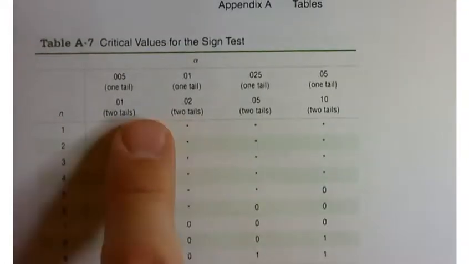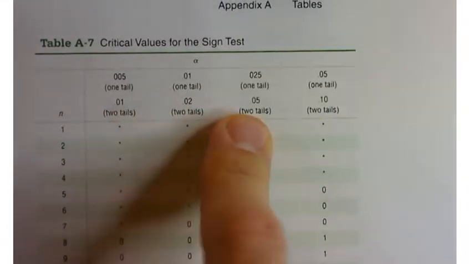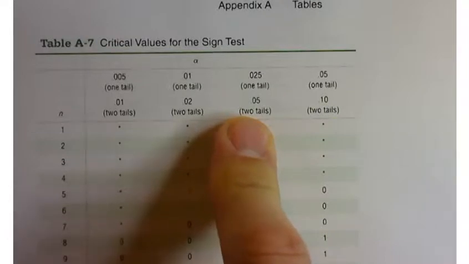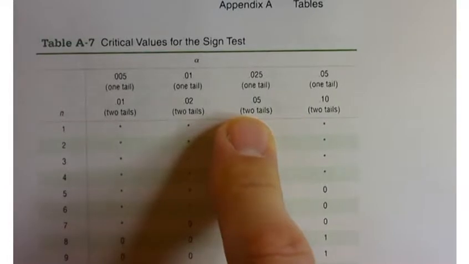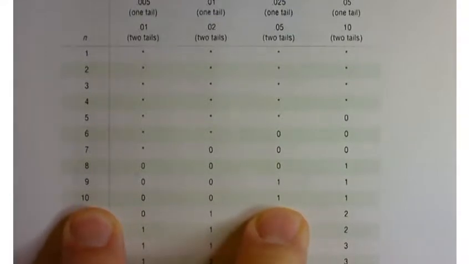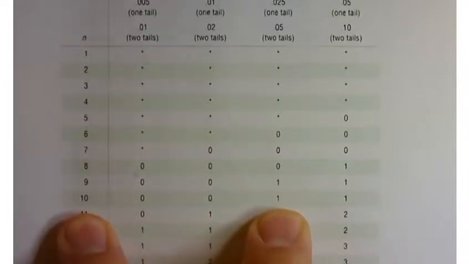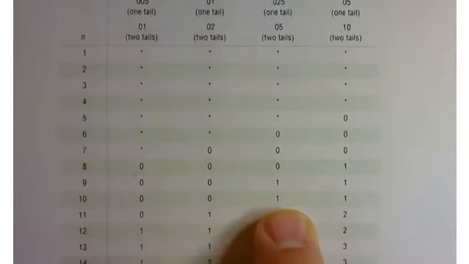We're doing our 5% test. So that 5% is divided up into two tails because it's a not equals in the alternative hypothesis. N was 10, so we can reject if the less frequent sign is 1 or 0. In this case, it is. The number of negative signs was 1, so we can reject.